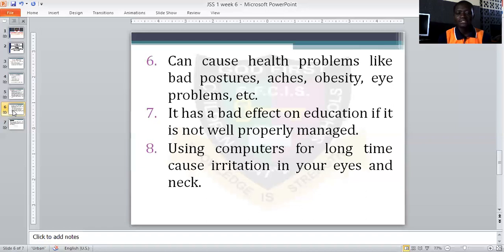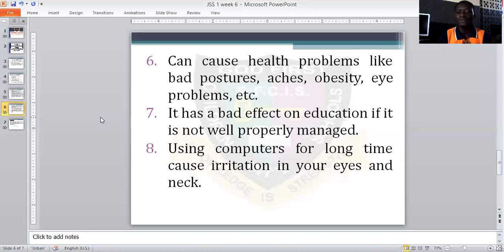Another one is that it also has a bad effect on education if it's not properly managed. What we are trying to say in essence is that the computer has a bad effect on education if not properly managed. That's why, as a parent, as a teacher, you should monitor your kids, what they do on the computer, because it can affect their education when the computer is not properly managed.